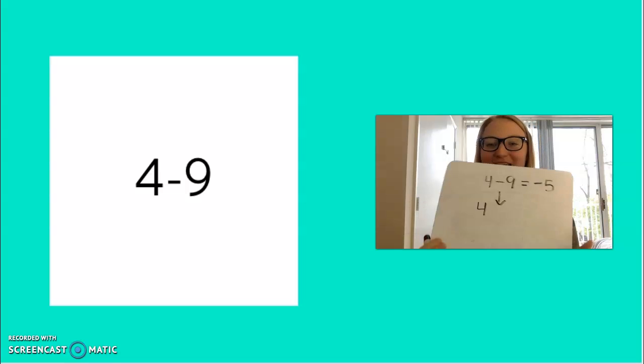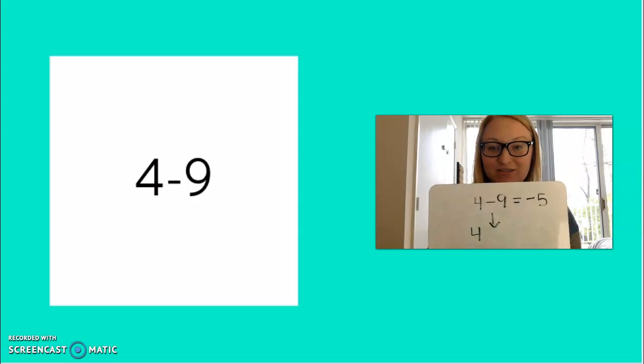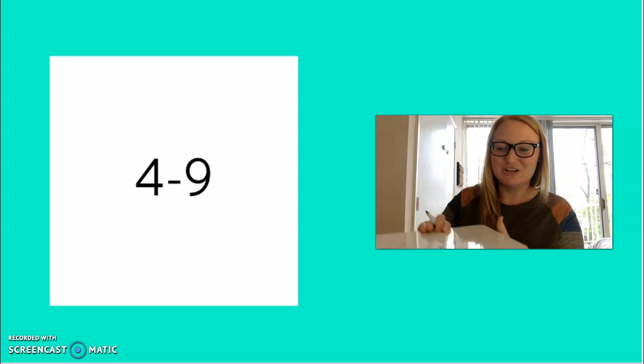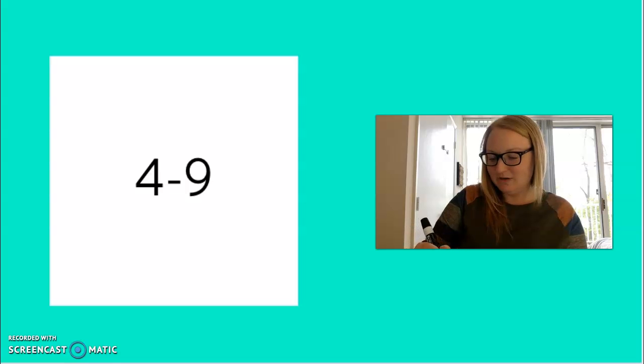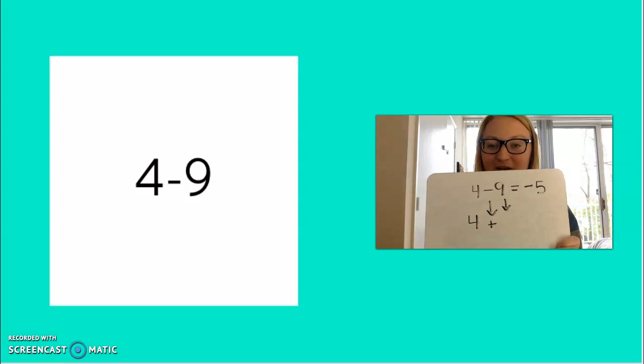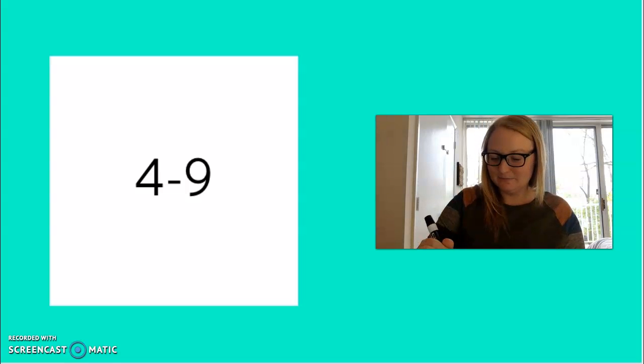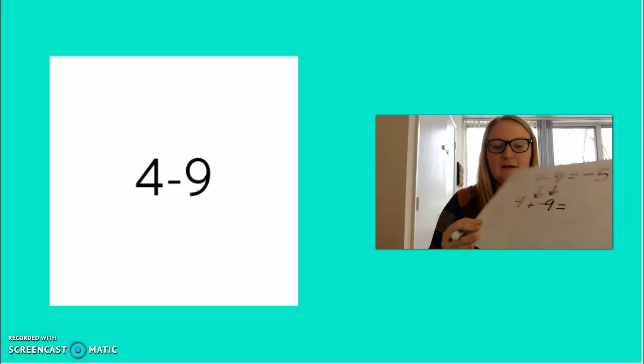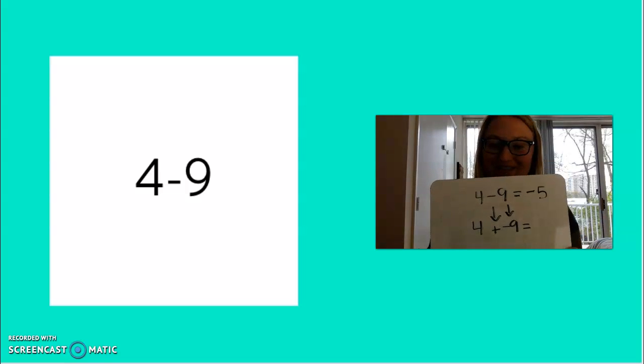I'm going to find the inverse of my subtraction sign, which is addition. And then I'm going to find the opposite of my final number. The opposite of 9 is negative 9. Okay. Now I have 4 plus negative 9.